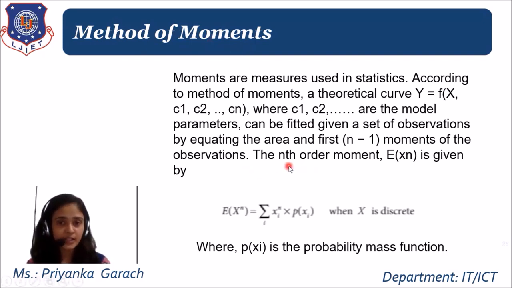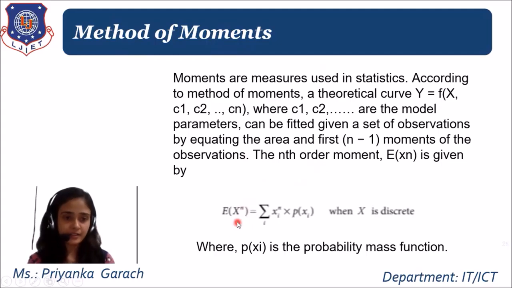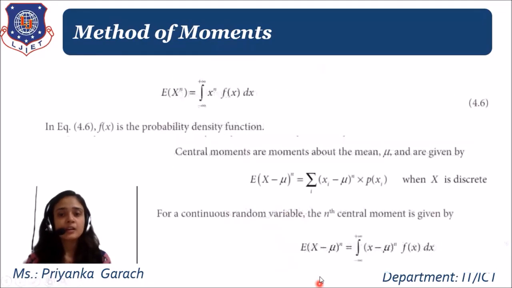The first one is the nth order moment. I can give the nth order moment like this: E of x raised to n is equal to the sum over each value of x, that is xi raised to n, into p of xi, where p of xi is my probability mass function. Over here I can also write it as the integration from minus infinity to plus infinity of x raised to n into f of x, where f of x is my probability density function.